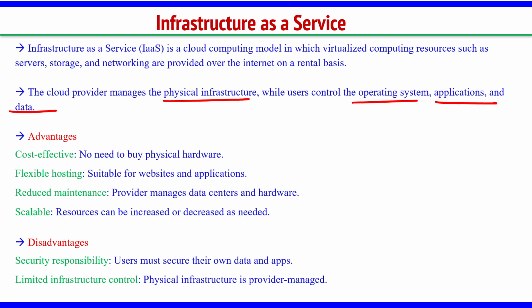In the same way, only the storage, network, and virtual machine will be given to us. The OS, software, and applications we have to take care of. So this is infrastructure as a service. You get only the hardware, and the rest we have to manage.